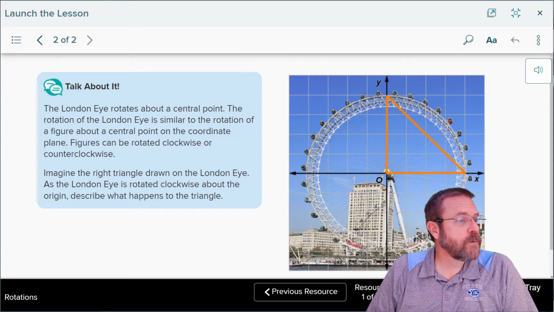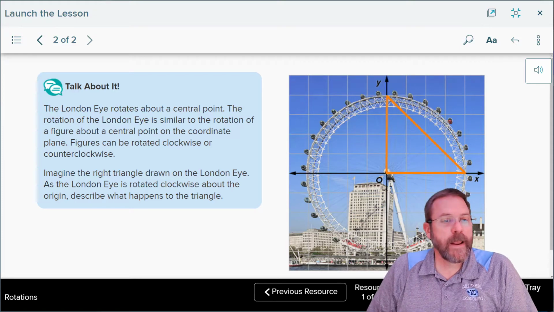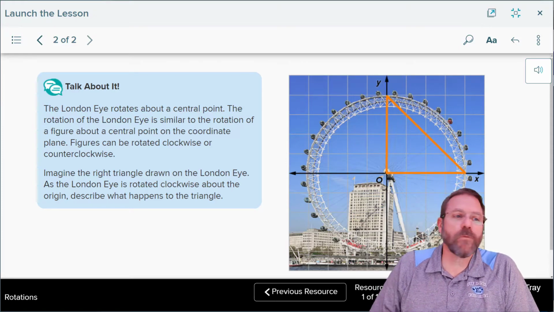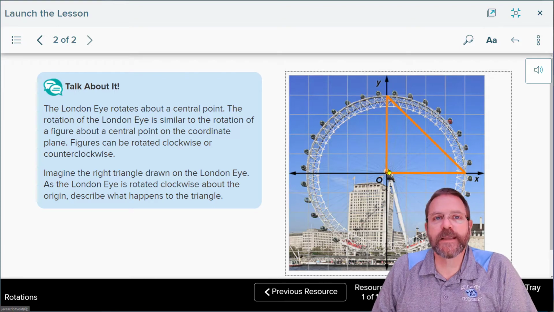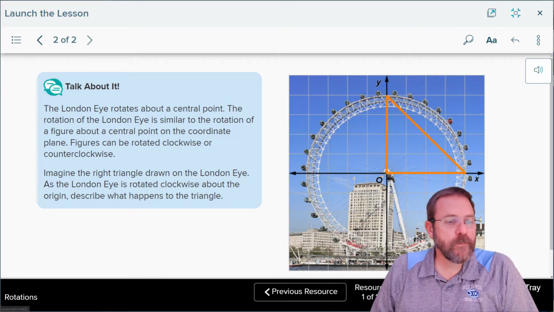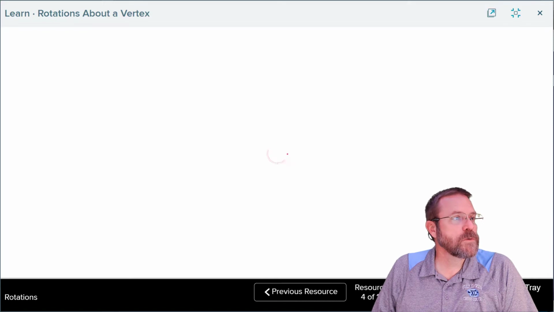Imagine a right triangle drawn on the London Eye. As the London Eye rotates clockwise about the origin, what happens to the triangle? Well, it's going to rotate around the origin as well, with the right angle staying the same, and the two vertexes on the legs are going to rotate around while that right angle stays in the same exact spot. But we need to get started on actually learning some useful stuff.